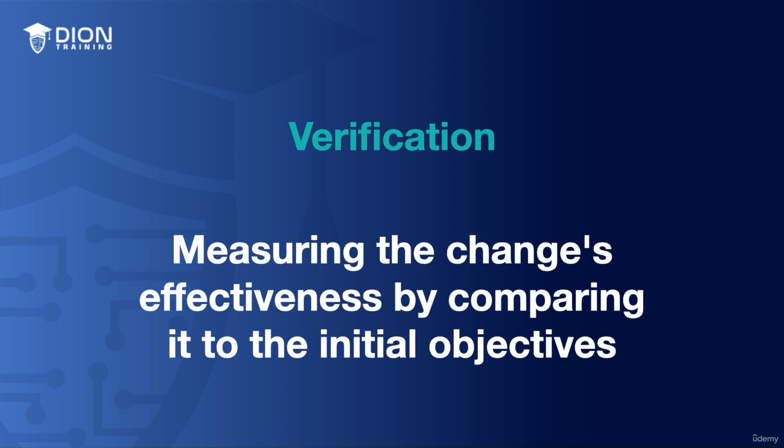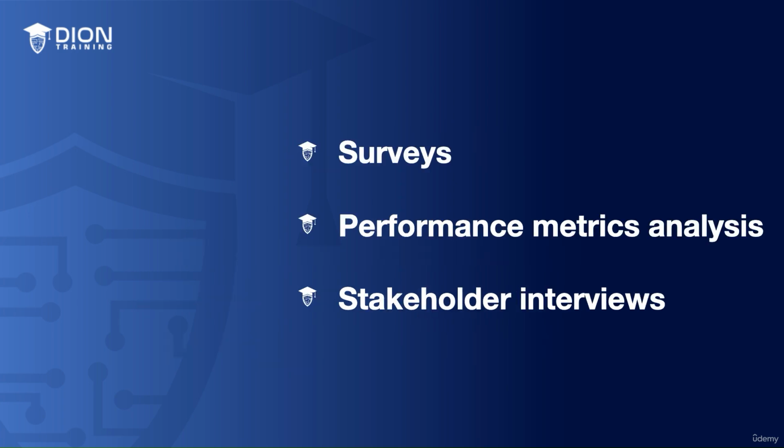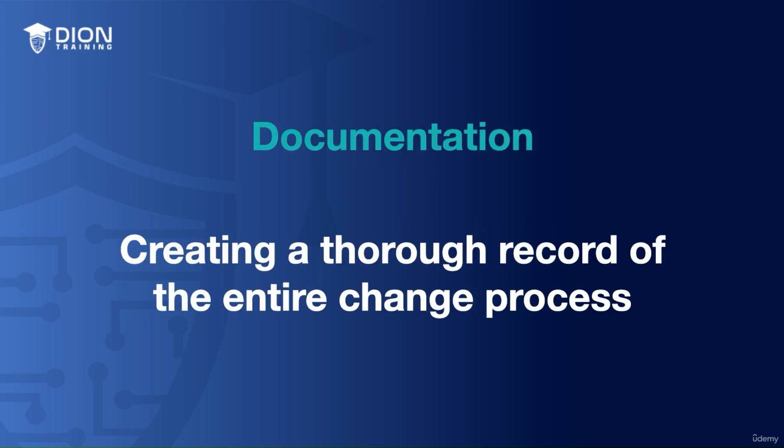Fourth, we need to verify the change. Once our change has been implemented, it's essential to measure its effectiveness and ensure that our desired outcomes have been realized. Verification is going to involve comparing the new state to the envisioned objectives set out at the beginning of our change. Now, it might require surveys, performance metrics analysis, or stakeholder interviews to be able to evaluate whether this change was successful. Any discrepancies or issues identified during this phase should also be addressed promptly to refine and optimize the change process. Fifth, we're going to document the change.